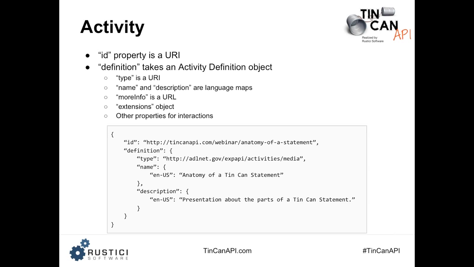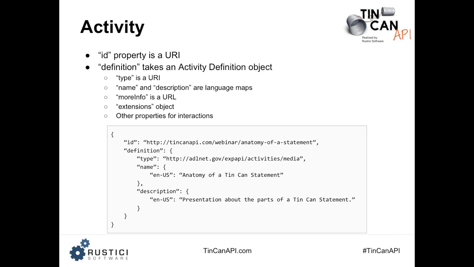Another property of an activity is the definition, which takes an activity definition object. Within this object, we have a number of optional properties, which is a type. Type is a URI. Activity types is another thing that you can find in the Rustici registry, tin can registry. The name and description are language maps, similar to the display property of a verb, but in this case, we're going to get multiples. There's a more info property that is a URL. It's essentially something where someone can go out and click to get more information about this activity. For those of you used to the SCORM launch world and the LMS world, it's indicated that launch instructions for a particular activity could be stored here.